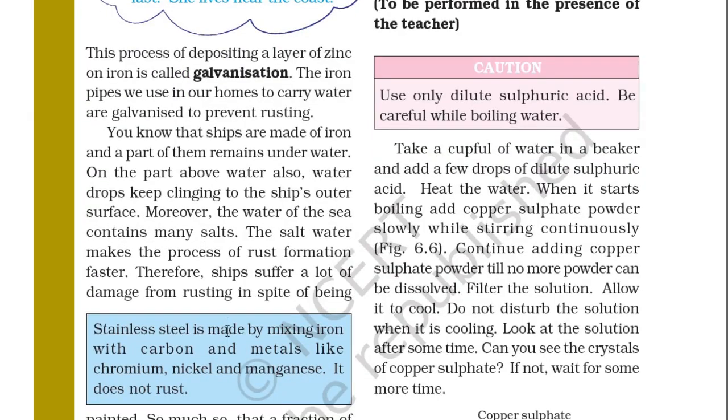Stainless steel is made by mixing iron with carbon and other metals like chromium, nickel and manganese. This does not rust. So stainless steel is rust free because it is made by mixing iron with carbon and metals like chromium, nickel and manganese.